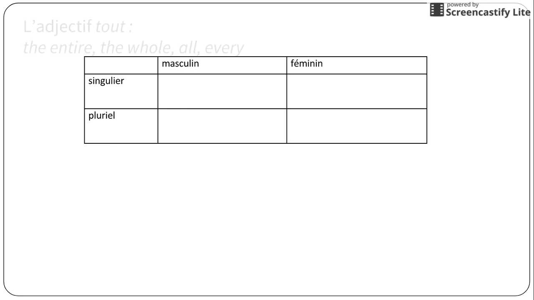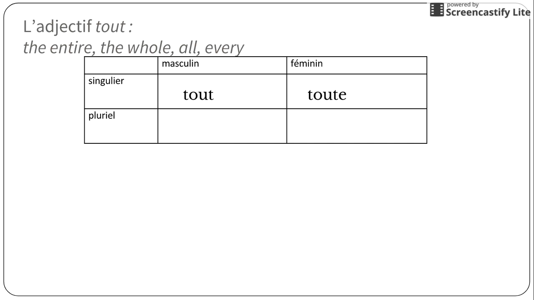First, we're going to take a look at the word tout. It can be an adjective and a pronoun in French, so let's first take a look at the adjective form. The word tout means all or every, and just like any adjective in French, there are four possible forms: the singular masculine, singular feminine, and then the plural for masculine and feminine as well.